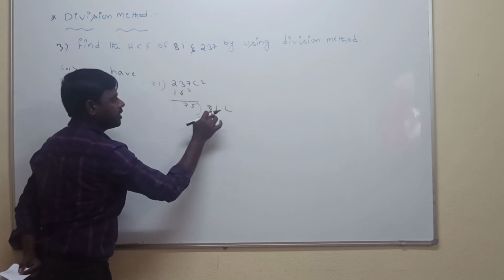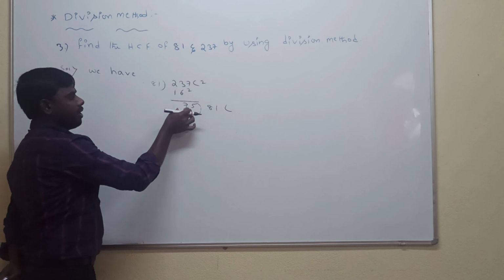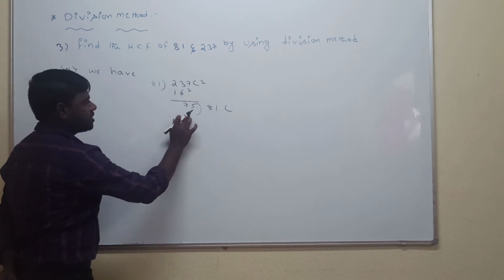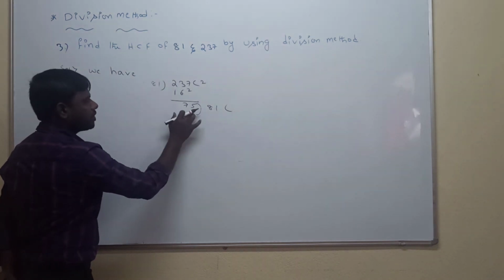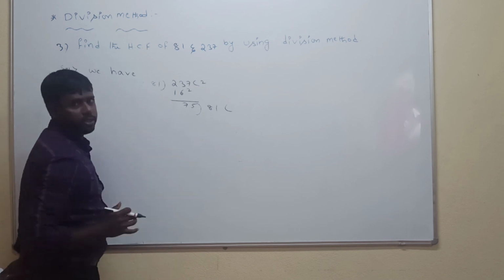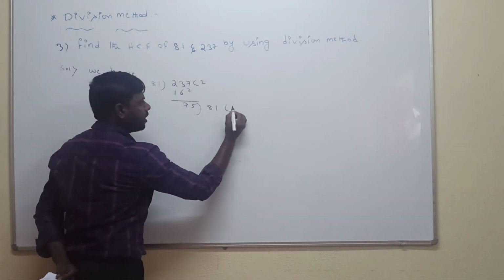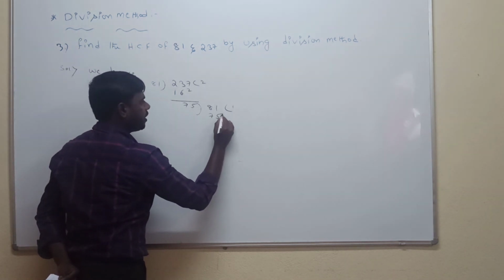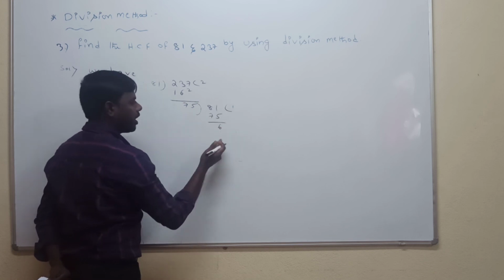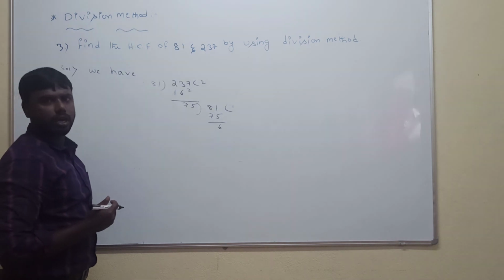81 is the first divisor. Whenever the remainder is not 0, we divide the first divisor by the first remainder. Here the first divisor is 81 and the first remainder is 75. So 75 times 1 is 75, and 81 minus 75 is 6. Here also we are not getting the remainder 0.